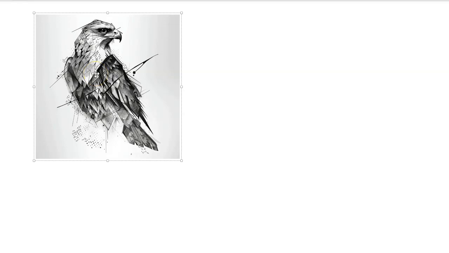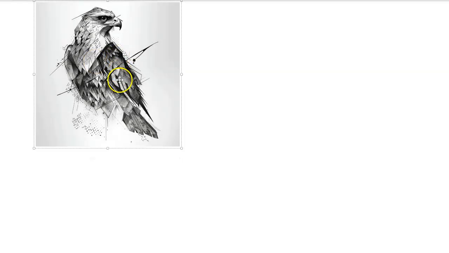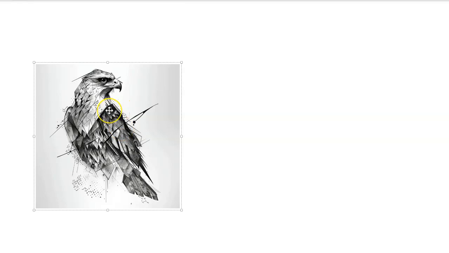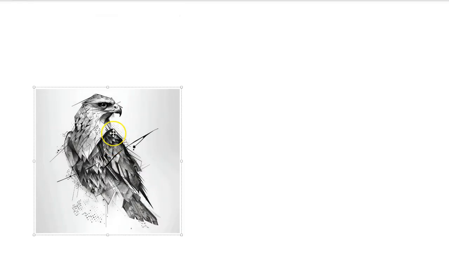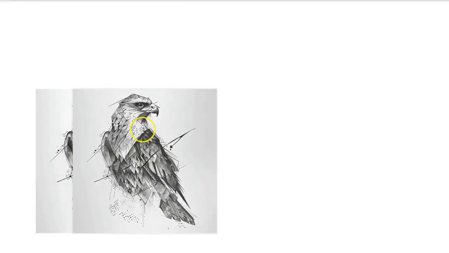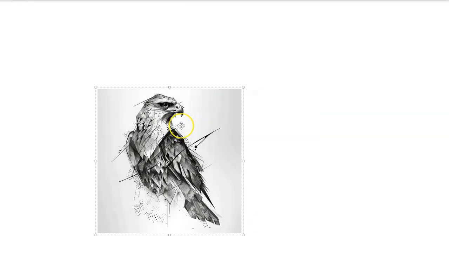So maybe I want it on my upper back, so I can move it up, or I could move it down. This is known as a shift. And more specifically, it's called a vertical shift because I'm moving it up or moving it down. We could also do something called a horizontal shift where I move it to the right or I move it to the left. That is called a horizontal shift.